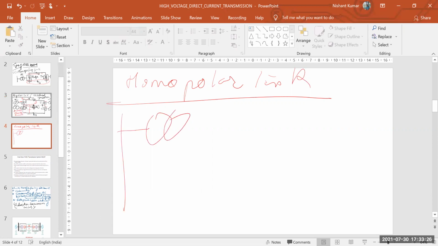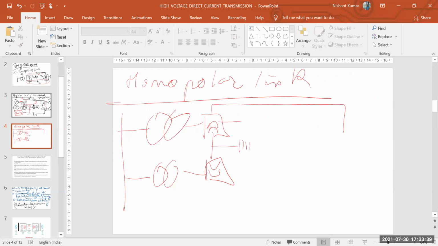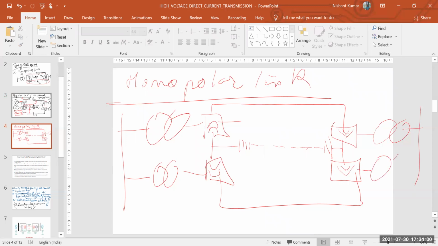In this, the connectivity is the same as your bipolar link, only instead of the positive and negative polarity of the conductors, in this both are negative polarity conductors.